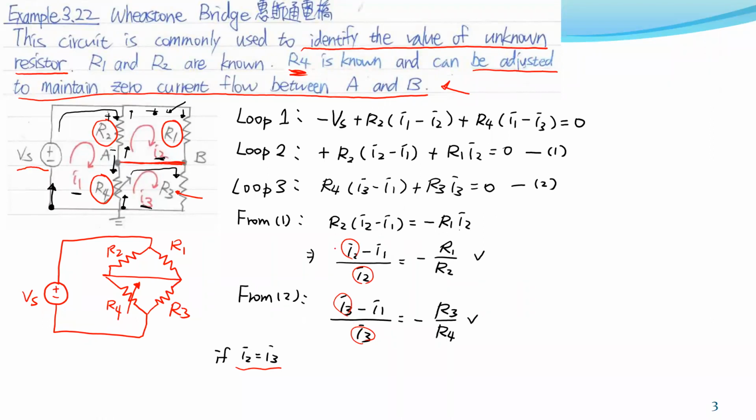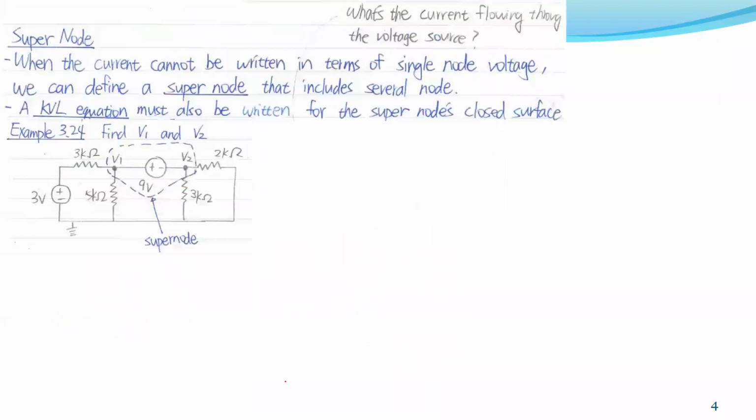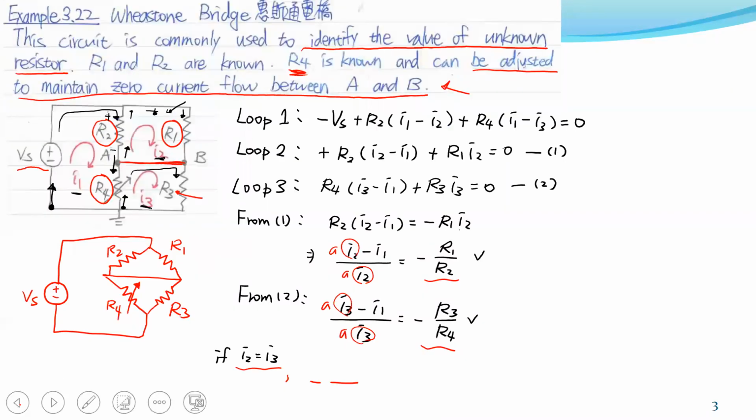Okay, so you can imagine that if they are the same, you use another new variable, and these two equations both have A minus I1 divided by A. So they are the same, which means these two are the same, which means minus R1 divided by R2 equals minus R3 divided by R4.